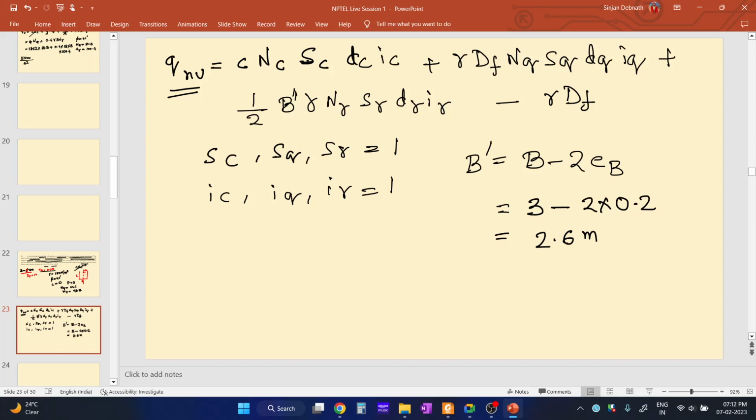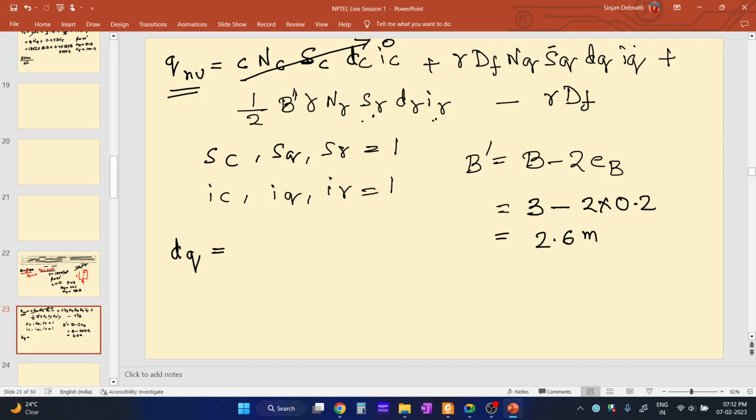So now this is a cohesionless soil. So C is 0. That means this part is 0. So only this part. So SQ, IQ, S gamma, I gamma, all these are 1. So we need to find out DQ and D gamma.